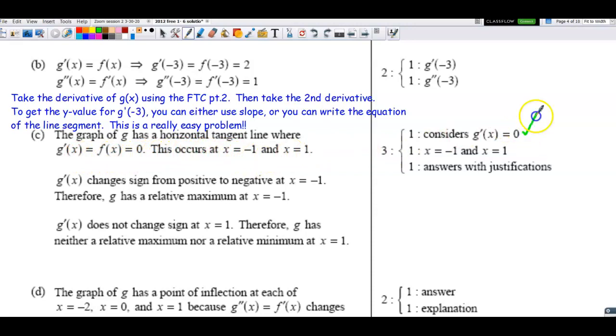So first of all, you have to tell us what your thinking was. How did you figure this out? Second point is for reporting two values, -1 and 1. And the third point is for justifying correctly both of those values, that there's a relative maximum at -1 and nothing happening on g at 1. 1 point for both correct.